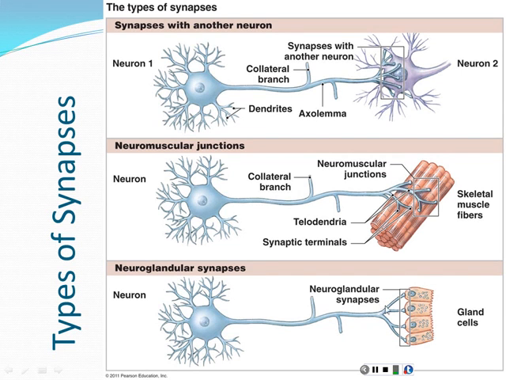And we'll see more of those when we talk about the autonomic nervous system, as well as in the next semester, you'll see quite a few of those. All right, so three main types of synapses.